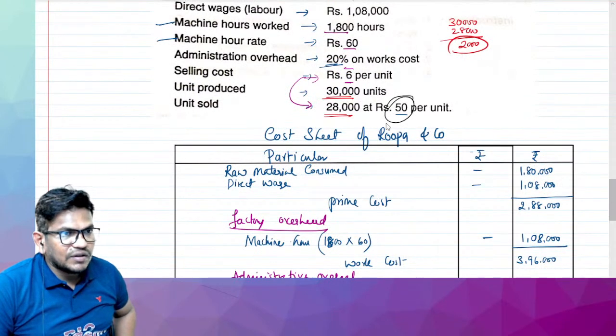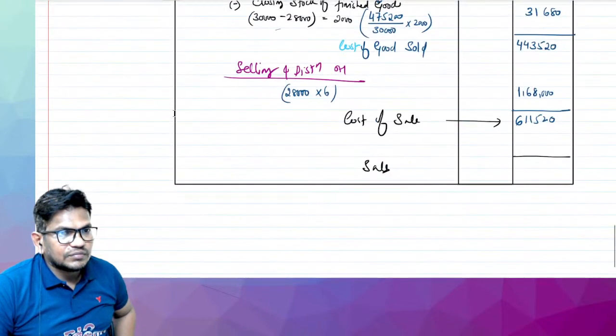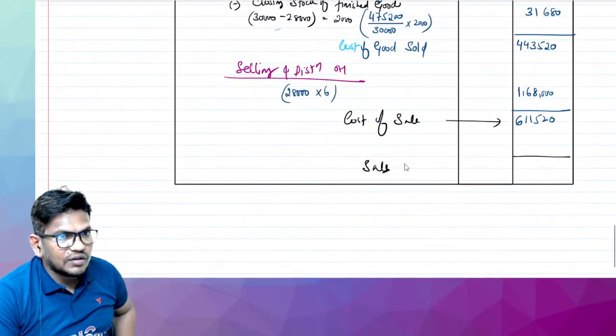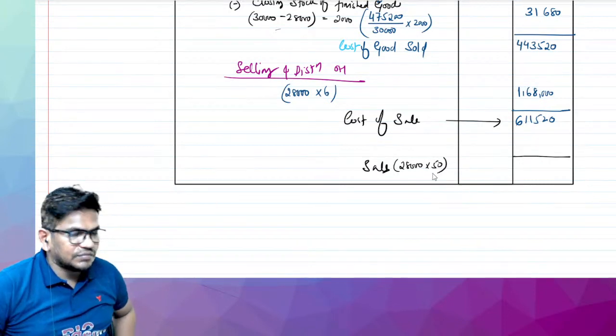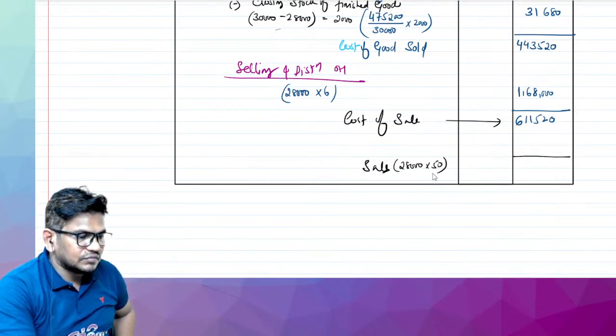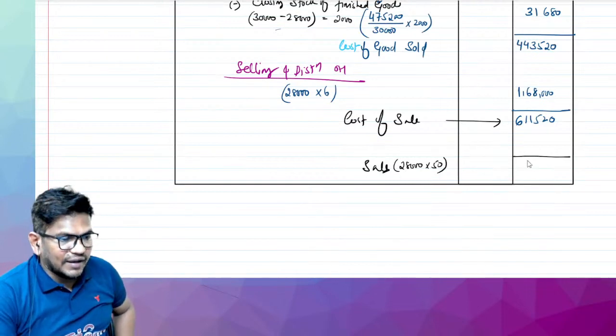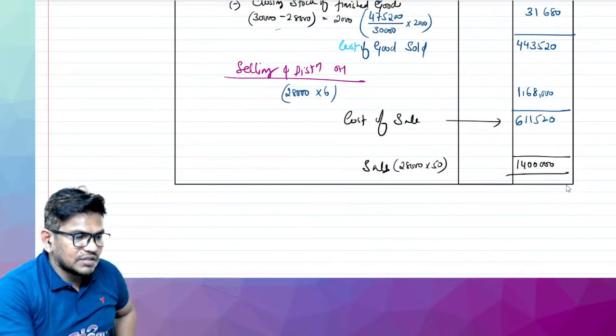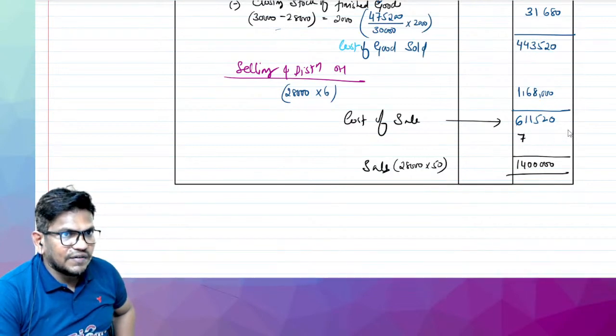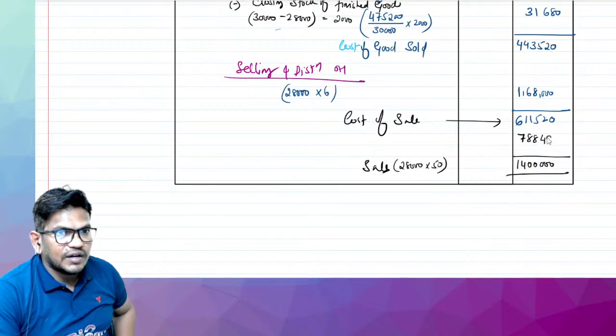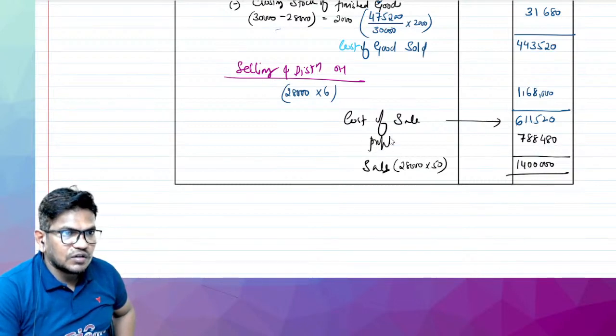50 per unit only. You can write it here. 28,000 into 50. That comes 14 lakh. Minus 6,11,520. So बच्चों your profit is 7,88,480. So this is your profit.